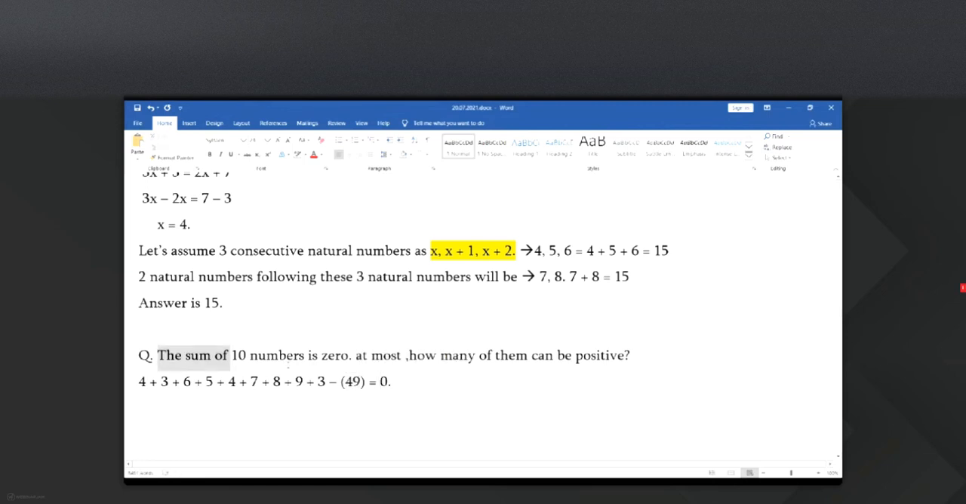They say the sum of 10 numbers is 0, right? So at most, how many of them can be positive? So at most, 9 of them can be positive.